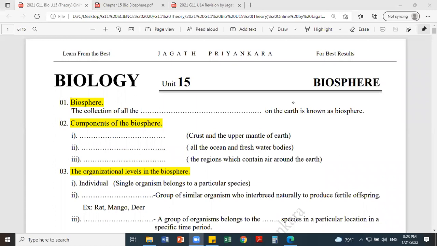Done. Collection of all the ecosystems on the earth. They can ask this in the exam. Remember, now this is okay. I'll show you the teacher's guide. This is also very important.